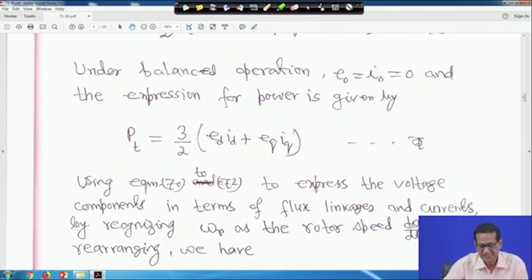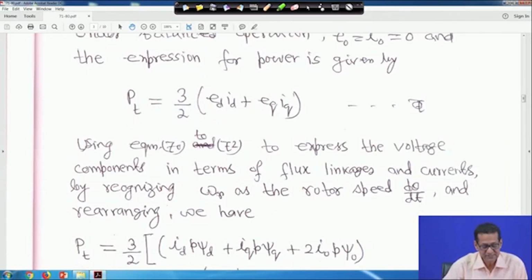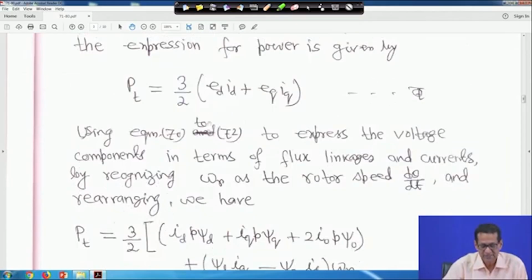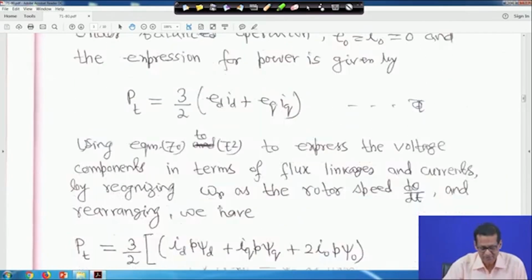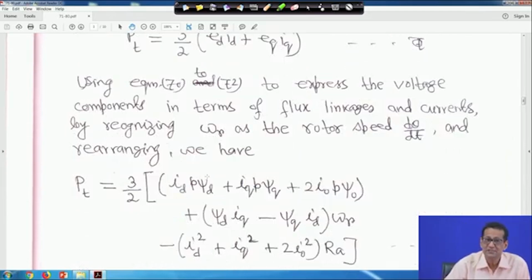Now, using equations 70 to 72, to express the voltage components in terms of flux linkage and currents, by recognizing omega r as the rotor speed, d theta by dt, and rearranging, we have the following. Here the Ed, Eq expressions are known to you. Put everything in this expression, because that is your equations 70, 71 and 72, and substitute here.